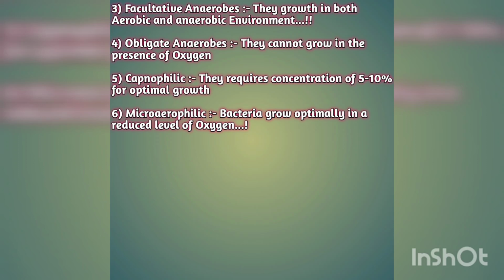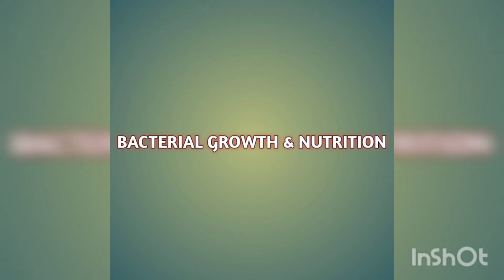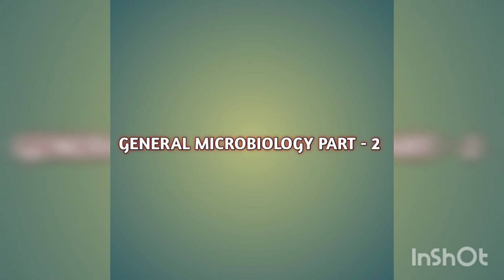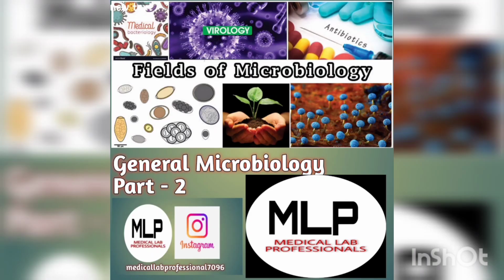Okay friends, so this is the growth and nutrition of bacteria, and these are the various kinds of bacteria based on their atmospheric requirements for growth. So this is your growth, nutrition and metabolism of bacteria. This is our general microbiology part 2.